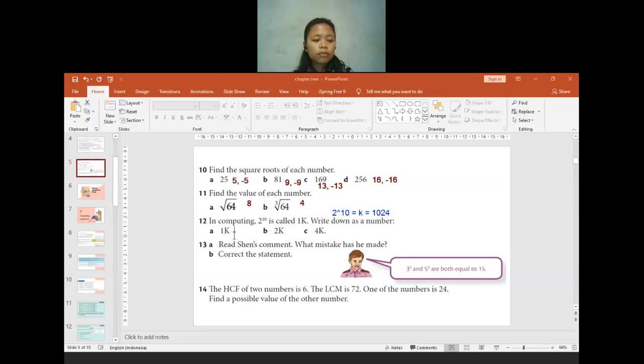Okay. So now we already have that k is equal to 1024. Now we are going to find 1k. 1k will be equal to how much? 1 times 1024. So the answer will be 1024 for 1k. And then if I have 2k, how much will it be?